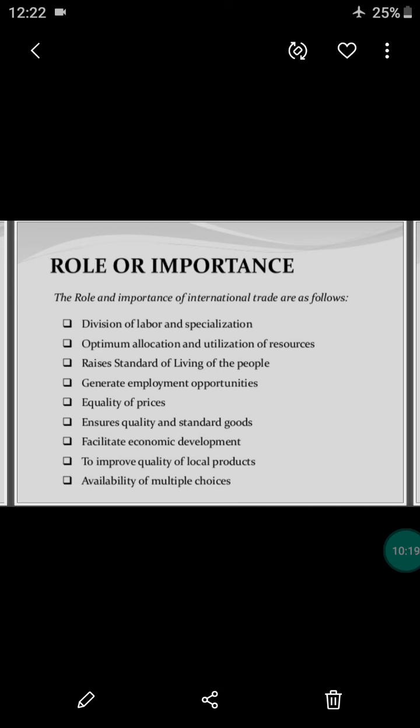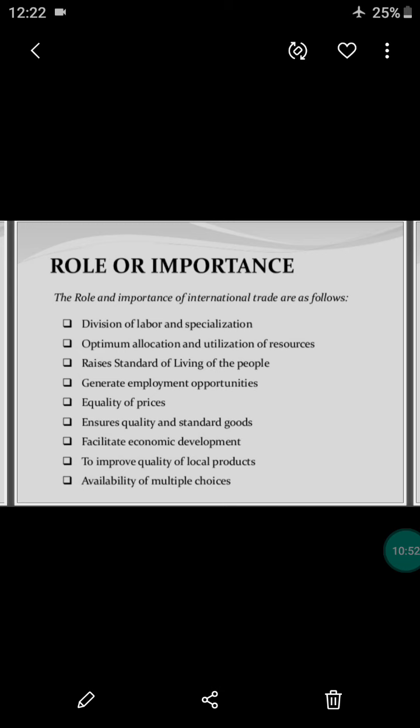Other benefits of international trade are that it ensures quality and standard of goods. It also facilitates economic development by giving opportunity for extra income. It also helps to improve the quality of local products, because local producers tend to increase the quality of their products in order to cope with the competition from commodities flowing in from abroad.